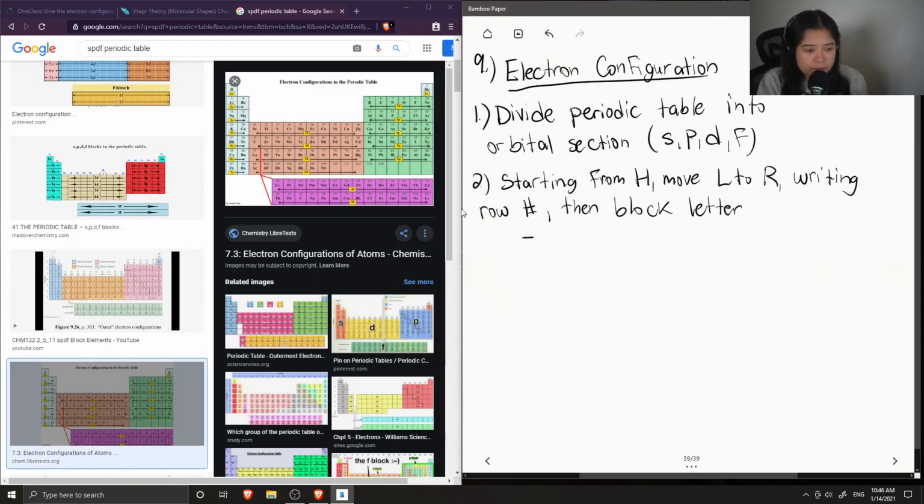And it's also important to note that once you get to the D block, it's going to be the row number minus 1. And once we get to the F block, it's going to be the row number minus 2. And we basically write our electron configuration from lowest to highest energy.